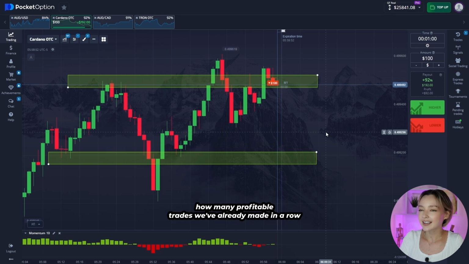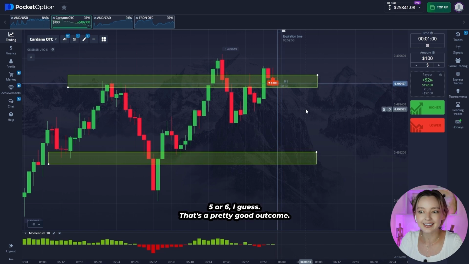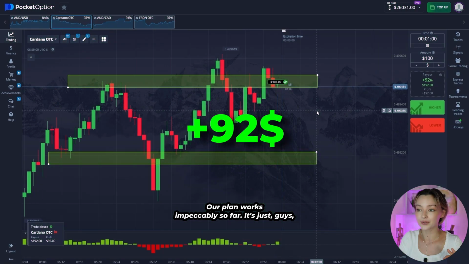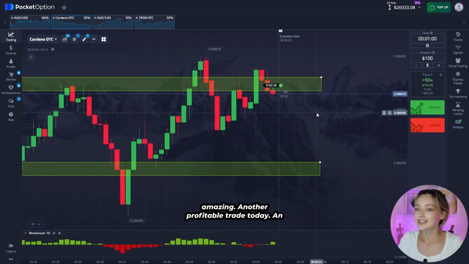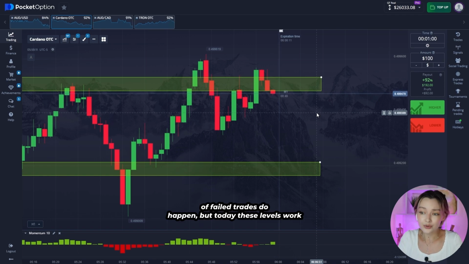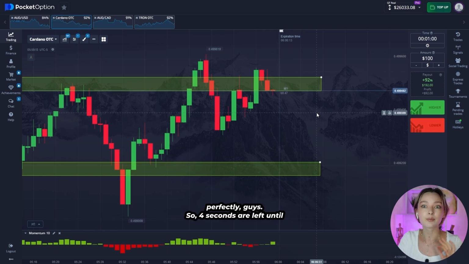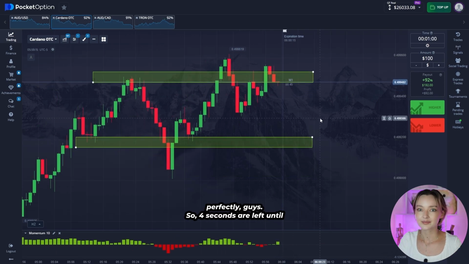I don't remember exactly how many profitable trades we've already made in a row, 5 or 6, I guess. That's a pretty good outcome. Our plan works impeccably so far. It's just, guys, amazing. Another profitable trade today. An incredible day, succeeding with so many deals in a row isn't that often of an occurrence. A couple of failed trades do happen, but today these levels work perfectly, guys.